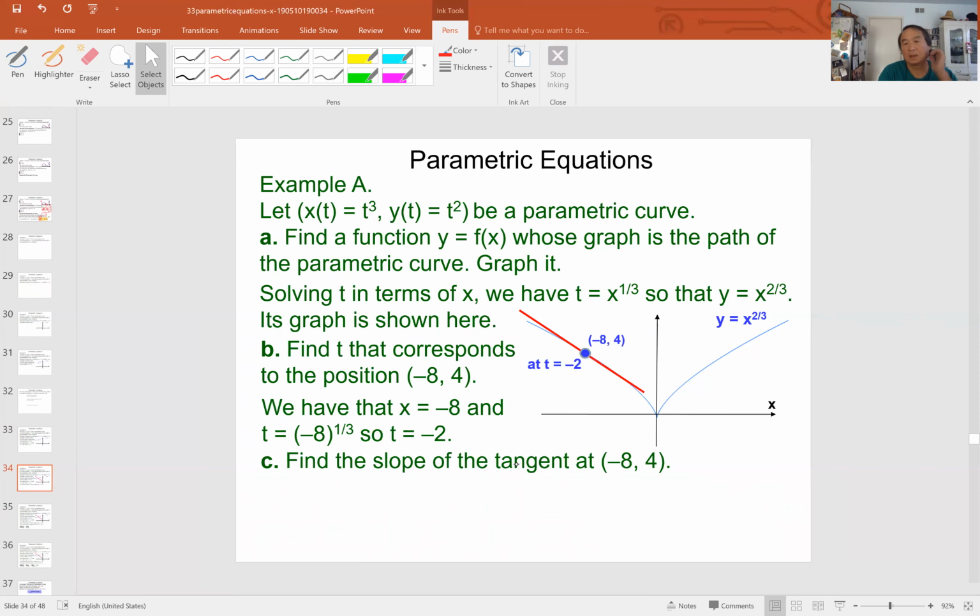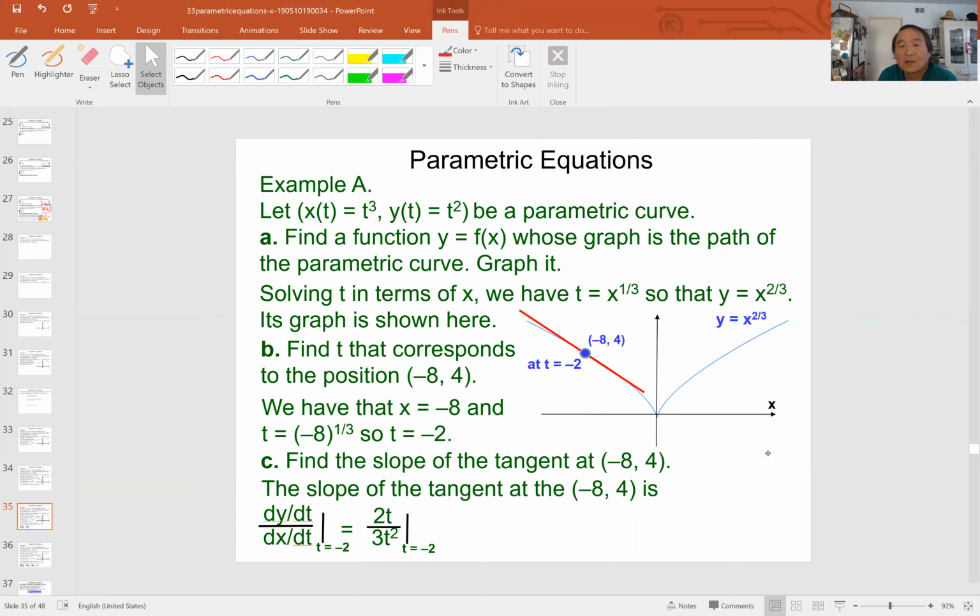So find the slope at that point. The slope at that point is dy/dx, but that can be evaluated in two ways. I can do dy/dt over dx/dt, or if I have this formula directly, I can calculate dy/dx. So here's the dy/dt version. And if you take dy/dx evaluated at that point, plug in, you get the same answer.